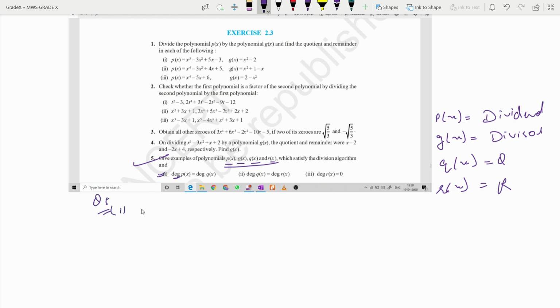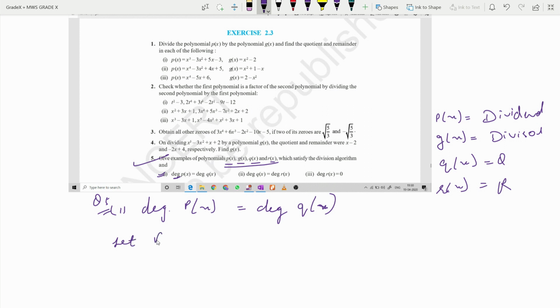What is the first equation? Degree of polynomial in terms of x, that is the degree of the dividend, should be equal to the degree of the quotient. Okay, so for example, you can take your own examples, or our answers can be different.